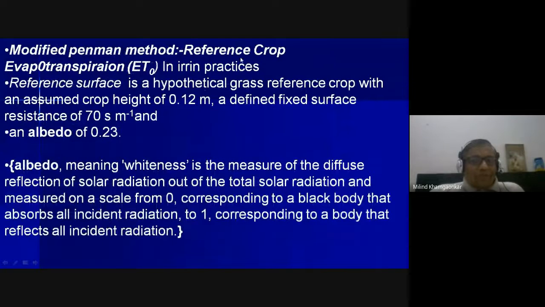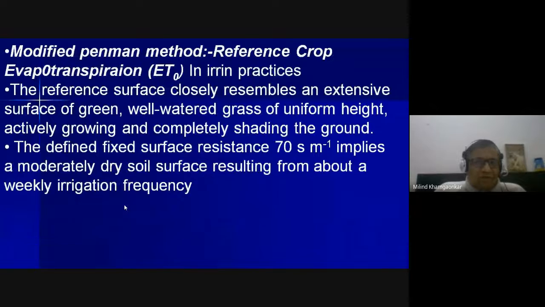So reference crop evapotranspiration, that is ET0. For the reference crop, any grass is taken, like this hypothetical grass, with an assumed crop height of 0.12 meters, etc. Defined fixed surface resistance and albedo. Albedo, surface resistance, these are all climatological parameters, albedo meaning whiteness, etc. Radiation, temperature, wind velocity. At this juncture, we need not worry about that.